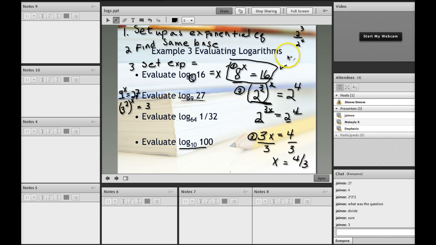So how many 3's does that make? How many 3's are in 9? 2. So altogether you have 3 3's. Does that make sense? 3 times 3 is 9, times 3 is 27. So it's going to be 3 cubed.